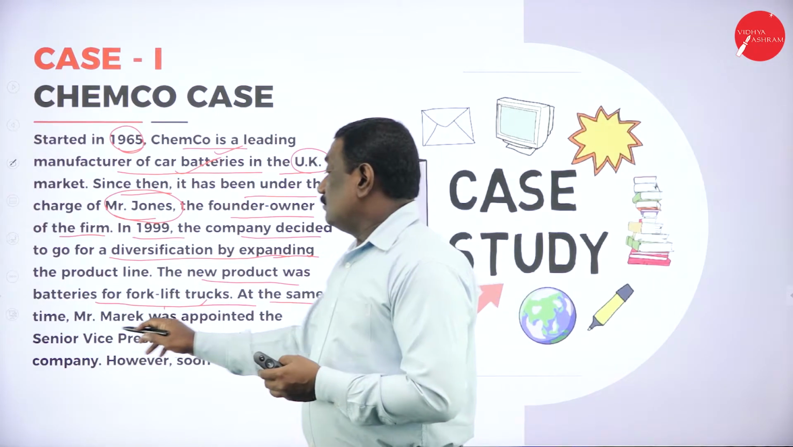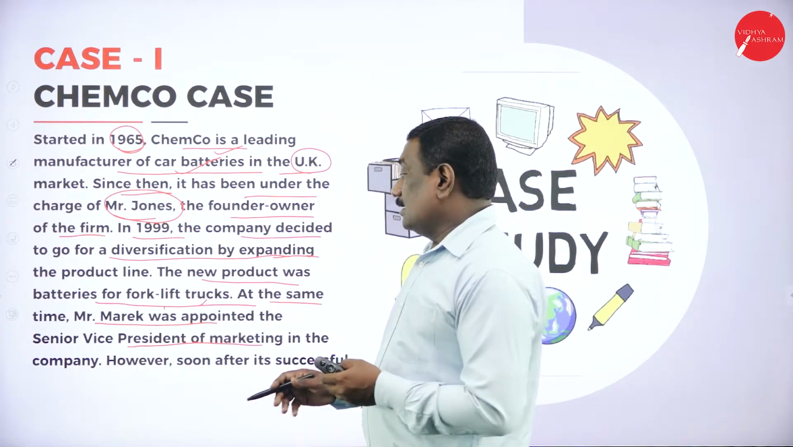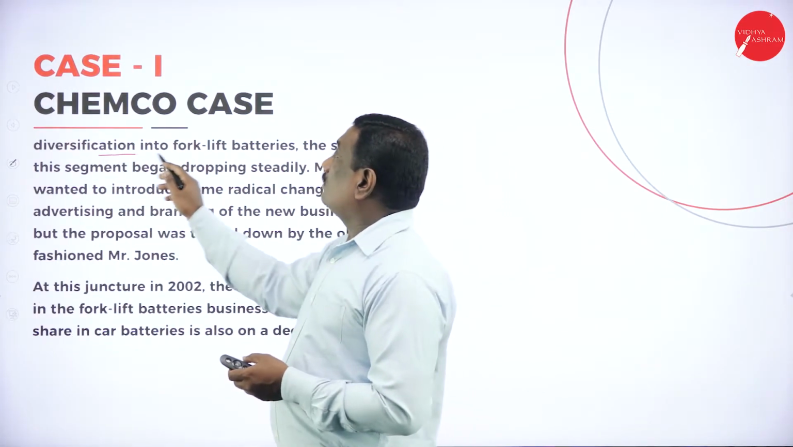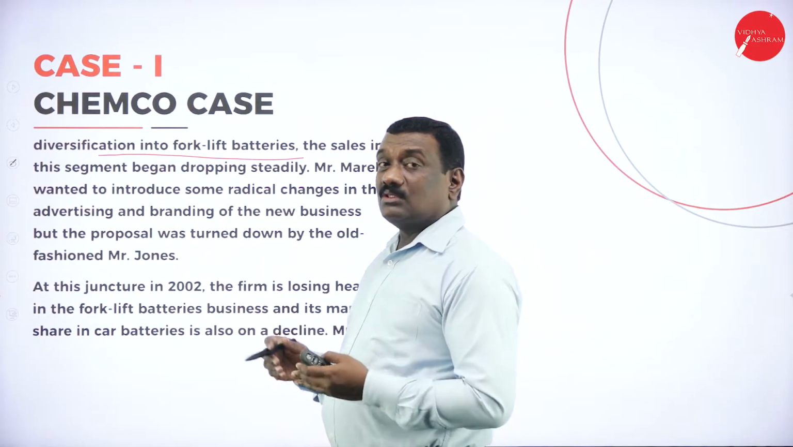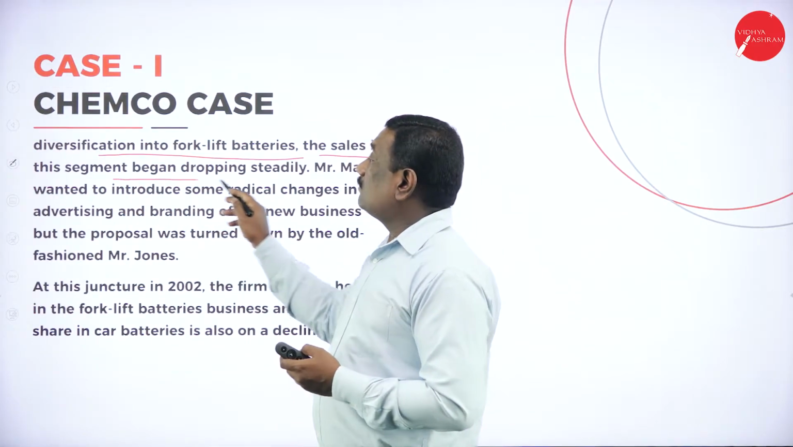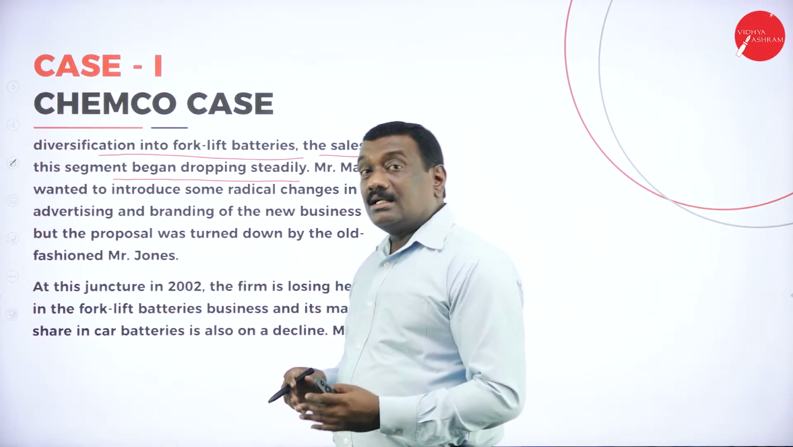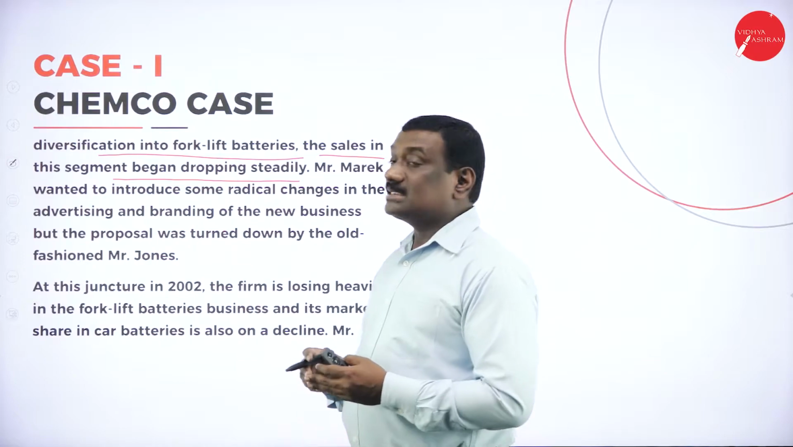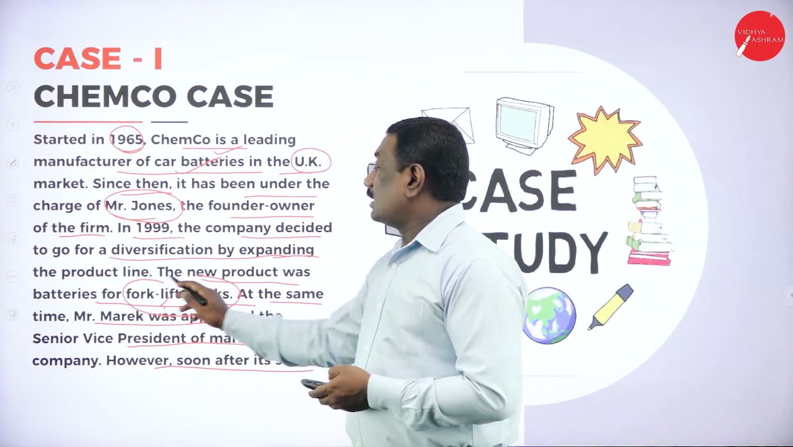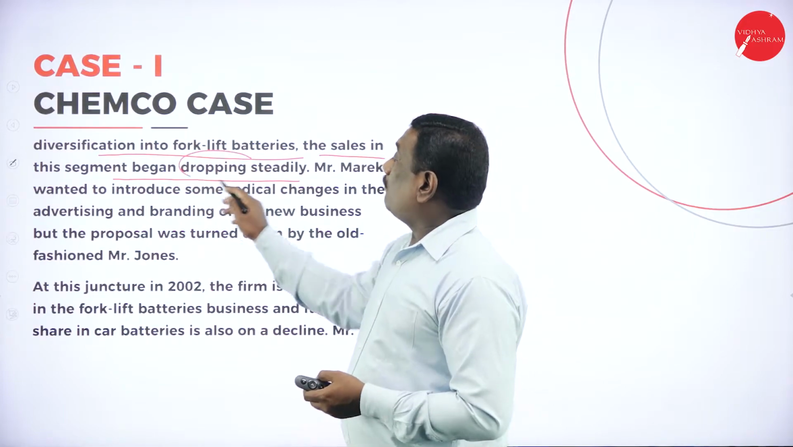At the same time, Mr. Marek was appointed as a senior vice president of marketing in the company. However, soon after its successful diversification into the forklift batteries, which was a successful business, the sales in this segment began dropping. Suddenly there was a decline in the sales of this particular battery, the forklift truck battery, which had been successful. Now it is dropping steadily.